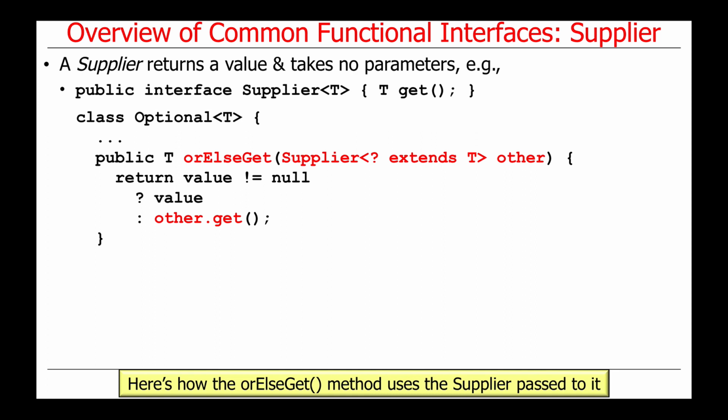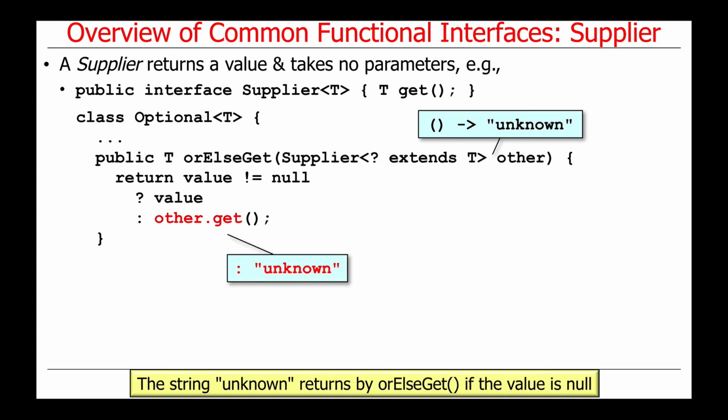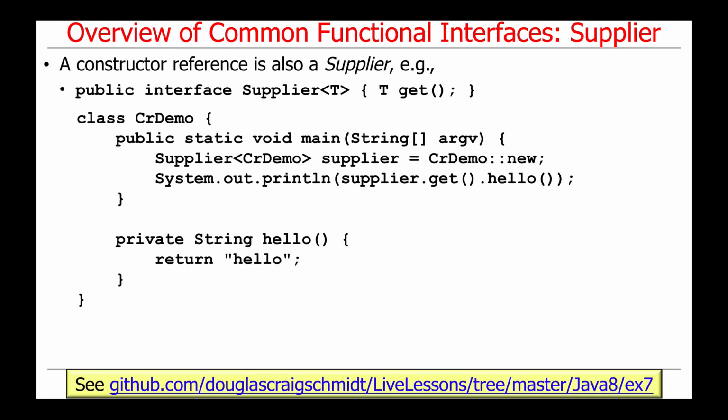And so if you take a look at orElseGet, you can see it takes a supplier as the parameter, and it uses that. So in this case, we'll pass "unknown" if there's nothing else that's already registered under that name. And the string literal "unknown" is the one that's bound to the supplier lambda parameter. And what's going to happen here is if there is no value on that entry in the optional, then we're going to go ahead and return other.get, and that'll of course return the string "unknown". So that's essentially what is happening here, and that's an example of using a supplier.